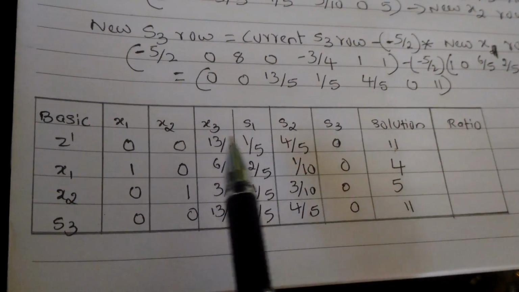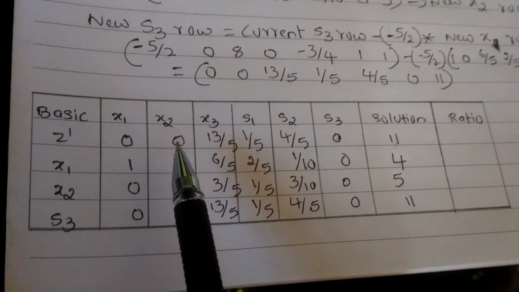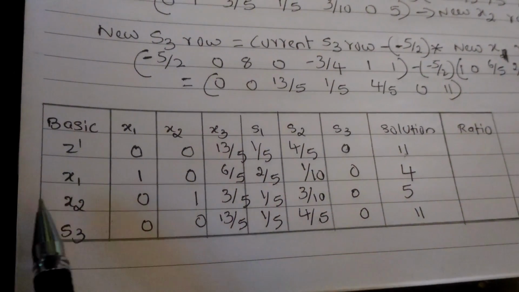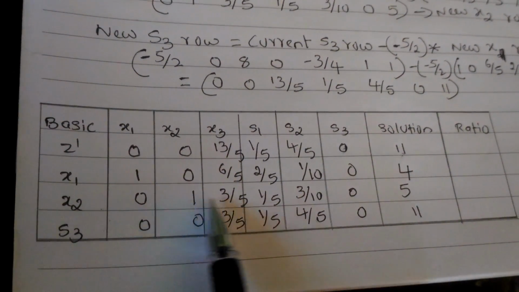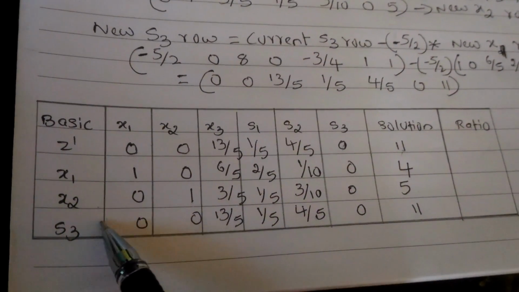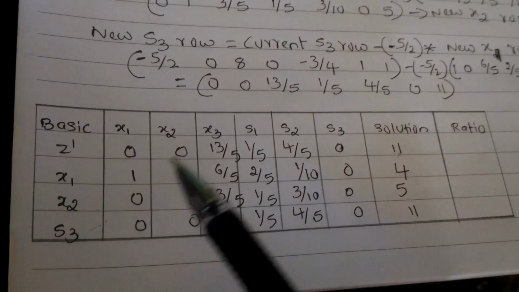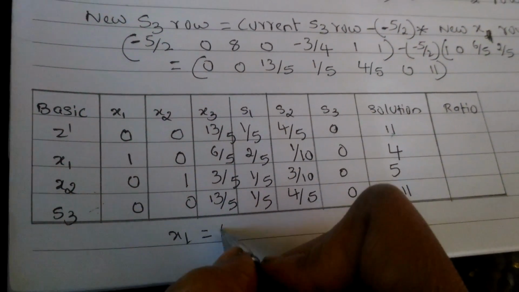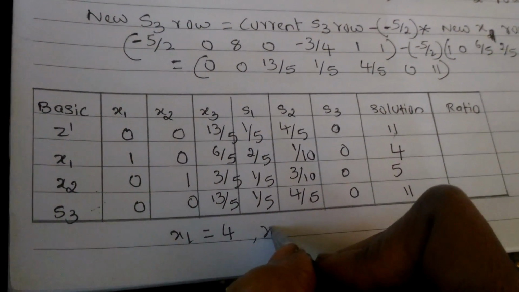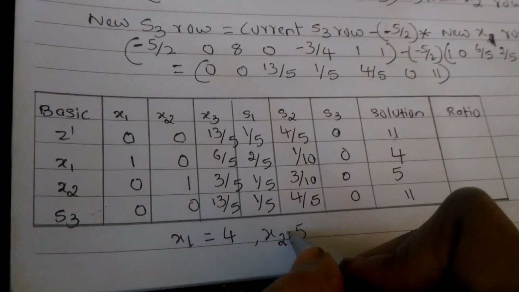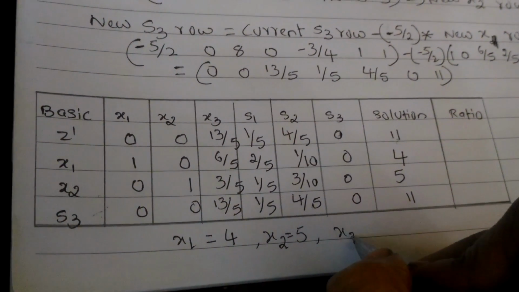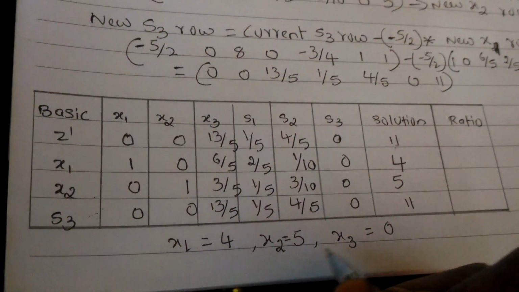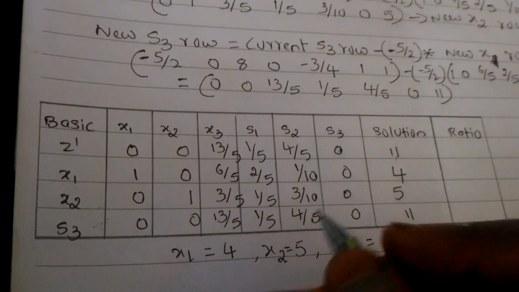So this indicates that the value for x1 will be 4 and the value for x2 will be 5. Since we have not brought down the value of x3 here, we can assume that to be 0. So the value of x1 will be 4, x2 will be 5 and x3 will be 0. Now try to substitute these values of x1, x2, x3 into the z function.